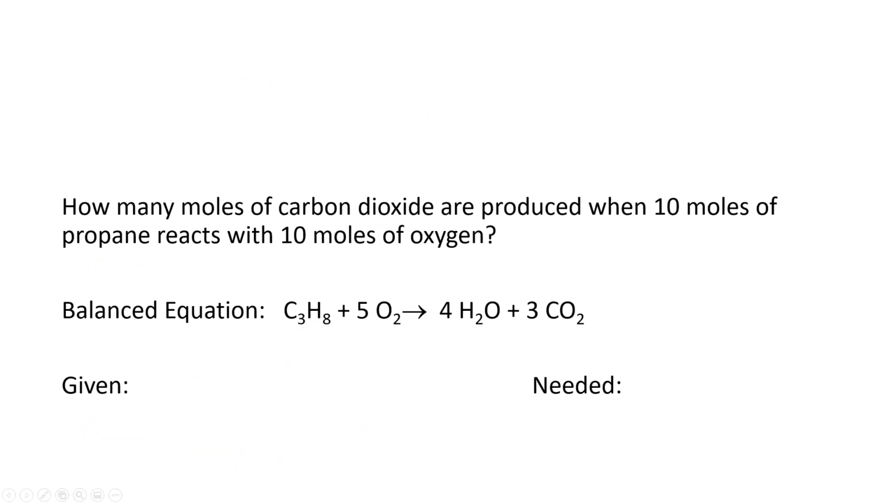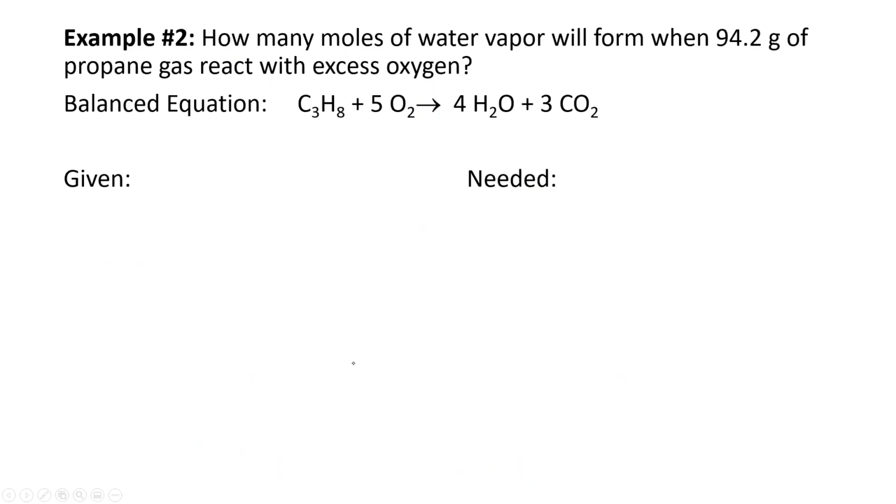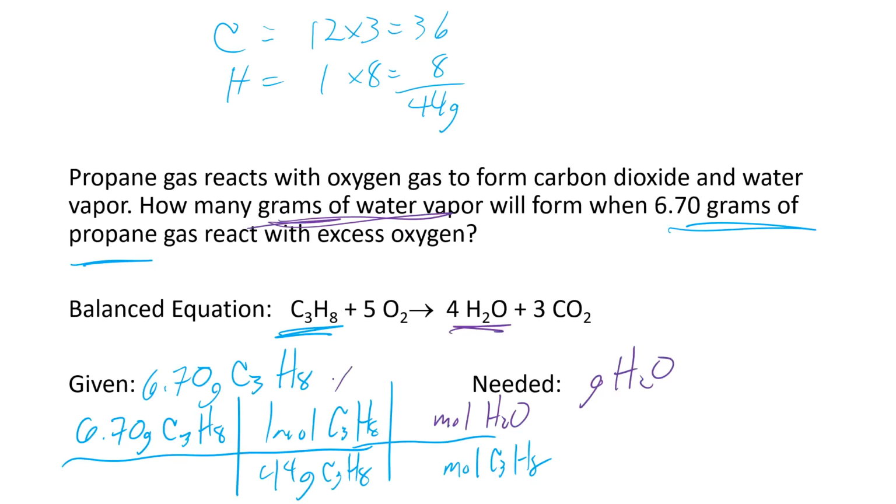Now we've got to go out of moles of C3H8 and get into where we're headed, which in this case is water. So we need moles of water. While the last number came from the periodic table, this is going to come from the balanced equation. So 4 moles of water for every 1 mole of propane, because it's understood 1. Moles of propane are gone, grams of propane are gone. We now need to get to grams of water.